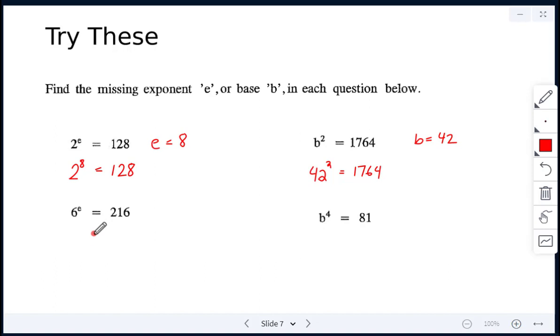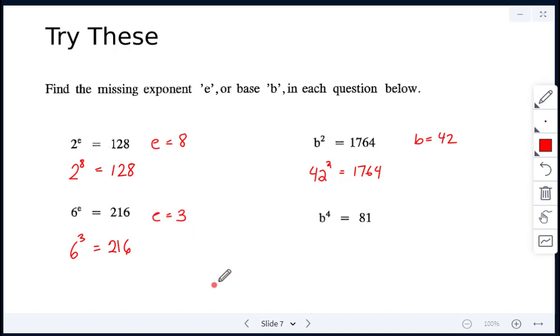All right, here, 6 to the power of e is equal to 216. So we know like 6 squared, or 6 to the power of 2 is equal to 36. So keep going. So we get 6 to the power of 3 is equal to 216. So we can say e is equal to 3.